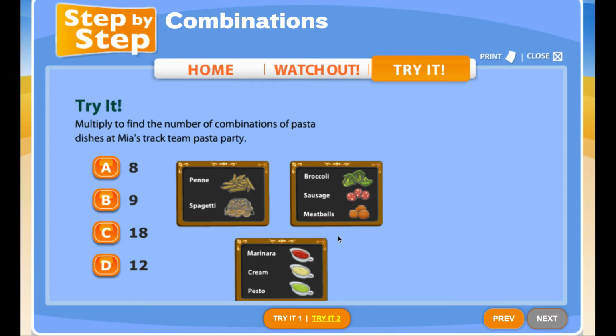Then there are 3 add-ons, so that's 3 for the second. And then there are 3 sauces, so that's 3 for the third. So we would do 2 times 3 times 3. Well, 2 times 3 is 6, and then 6 times 3 is 18. So it would have to be C, 18. Awesome! There are 18 different combinations of pasta dishes.